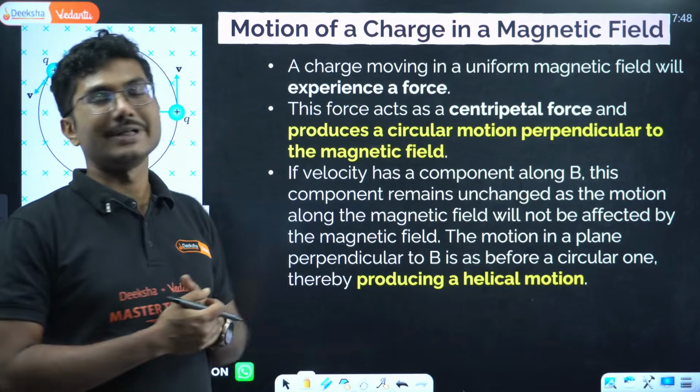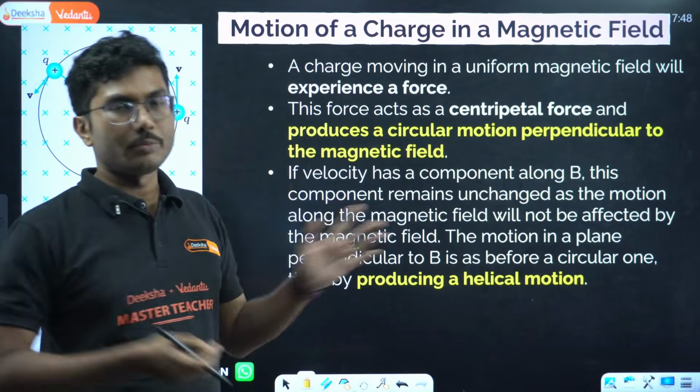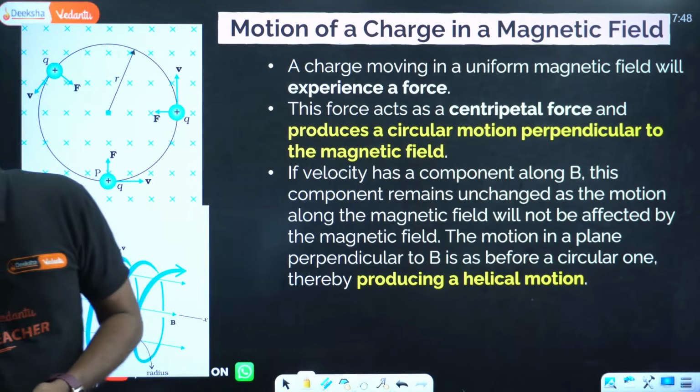But this question did come in the past, and it is also based on Lorentz force, right?